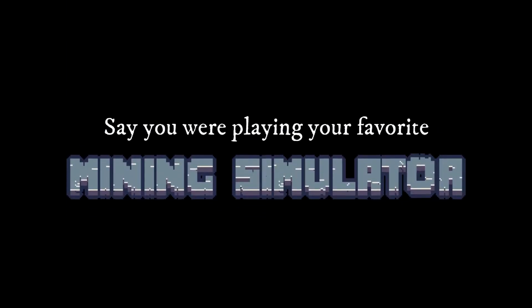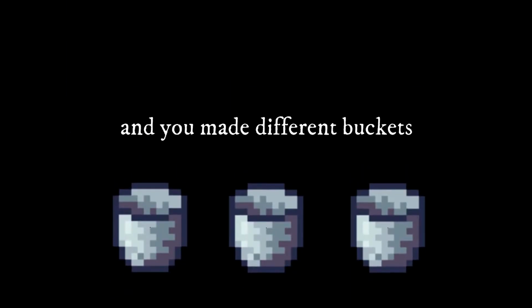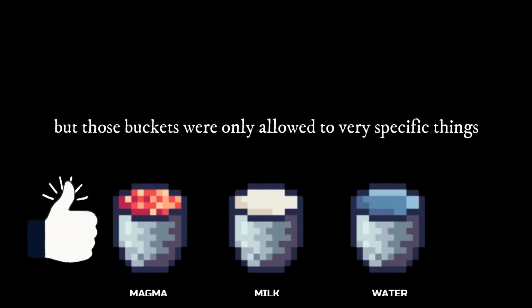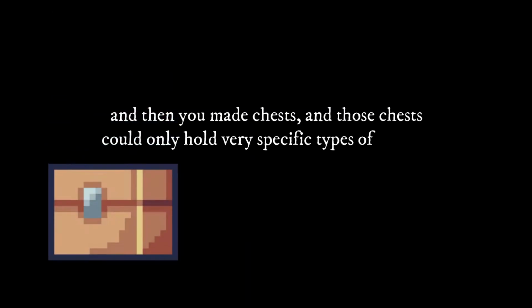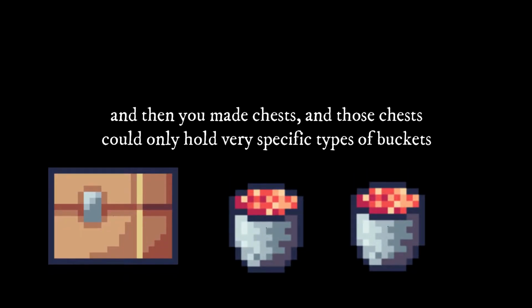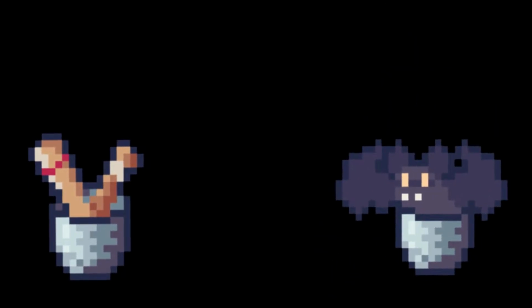Say you were playing your favorite mining simulator and you made different buckets, but those buckets were only allowed to hold very specific things, and you couldn't put other things in those buckets. And then you made chests, and those chests could only hold very specific types of buckets. And then you made a bucket for bats and a bucket for bats, but that didn't make sense, so you're like really confused and you don't know how to keep track of everything. Well, this week I'm going to teach you how.